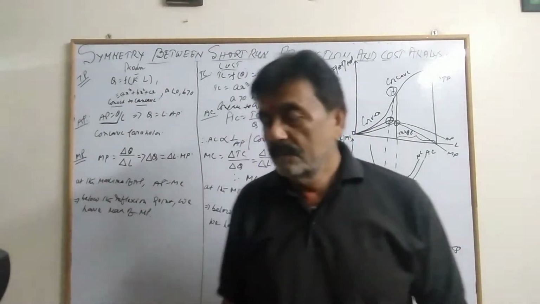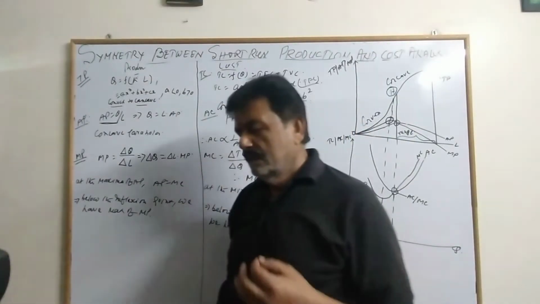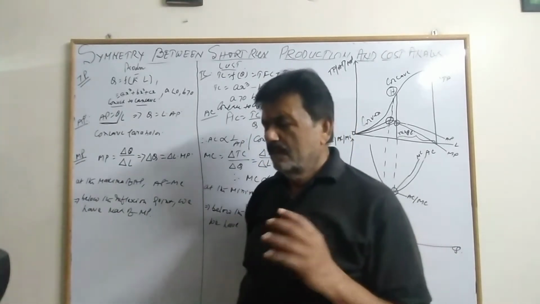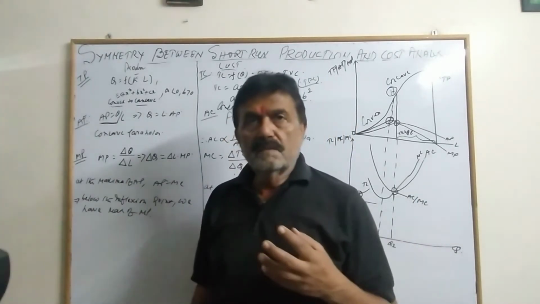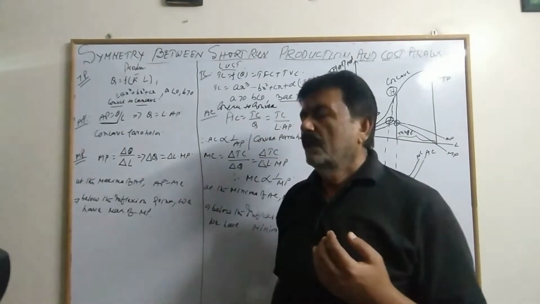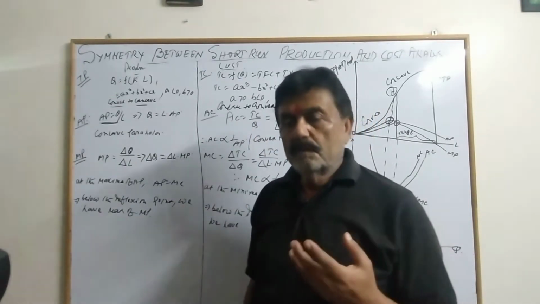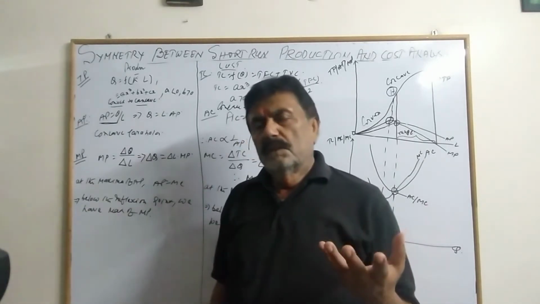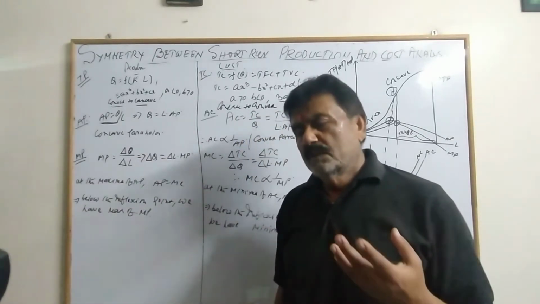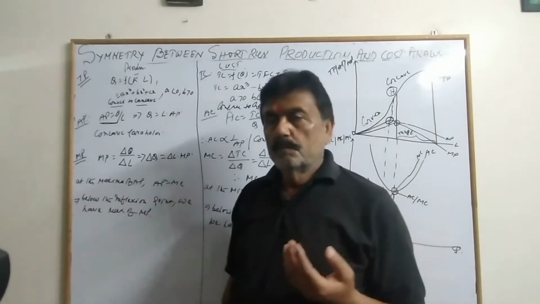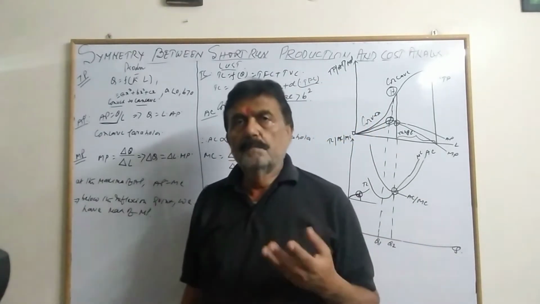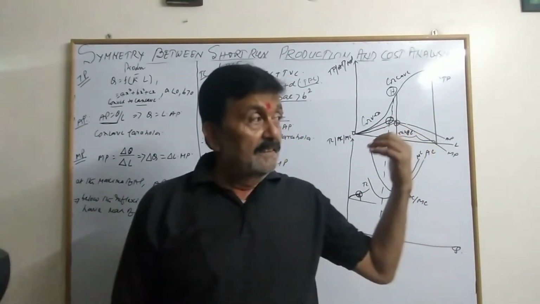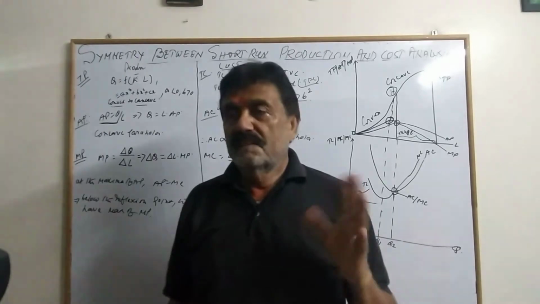This class is exactly in continuance of the previous class where I started showing symmetry between the cost and production analysis. In the last video I explained the short-term production function, that was the law of variable proportions. We saw all the three stages and the behaviors of the total product, marginal product and average product curves in quite detail, and this diagram was used under three stages.